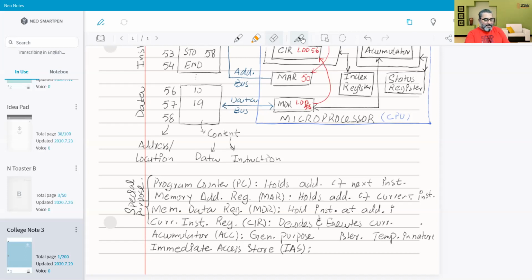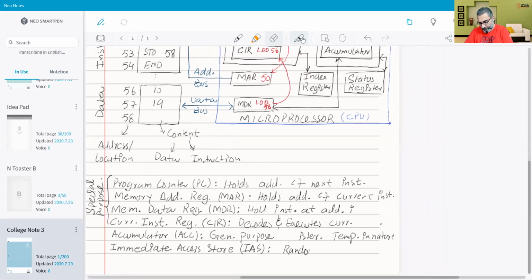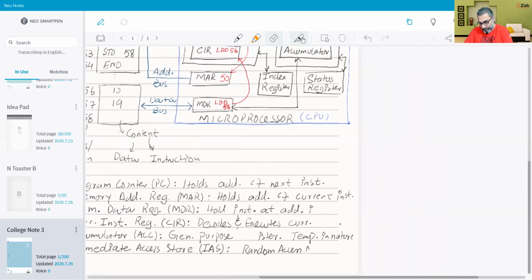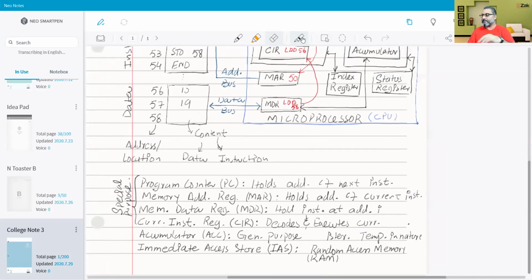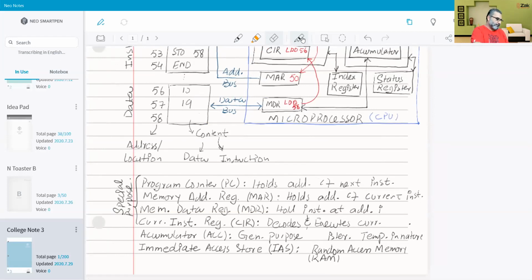The IAS is another name for the primary memory, which is actually what? RAM. All right. So IAS is actually what? RAM. Random access memory. So this is your RAM. Mind it. Immediate access store. The IAS holds all the data and programs that the processor needs to access. So you might have this question coming up: what is in the RAM? You would say all the programs and their data which are being executed at the time. All right, so they all are actually there.